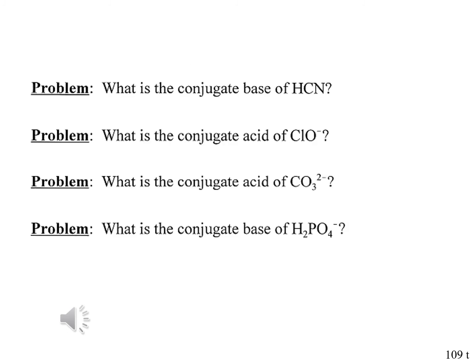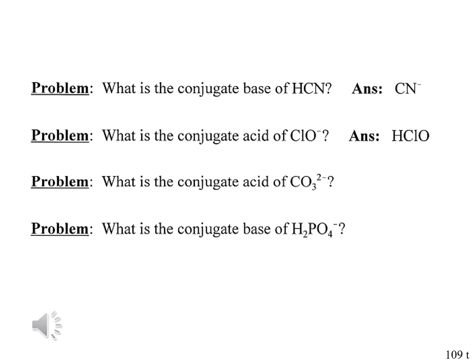So just to reinforce this, I want to ask you a couple of questions about these. Let's say that I said, what is the conjugate base of HCN? Well, HCN is an acid, so if you want to get the base, you take off the H. And it's CN minus because when you take an H off, you get a negative ion. Second one says, what is the conjugate acid of ClO minus? Well, you're going to stick the H on. And because you added a positive, the species is neutral.